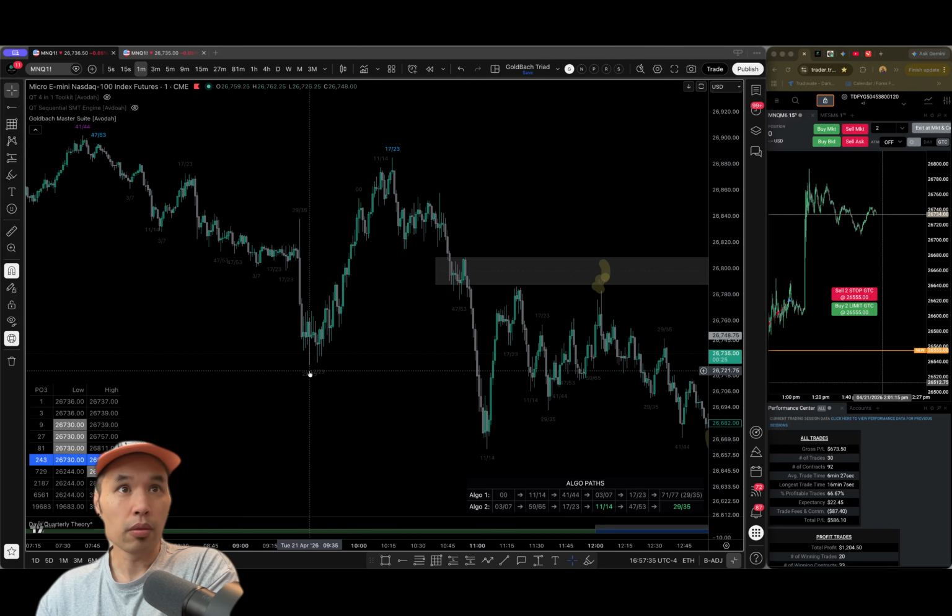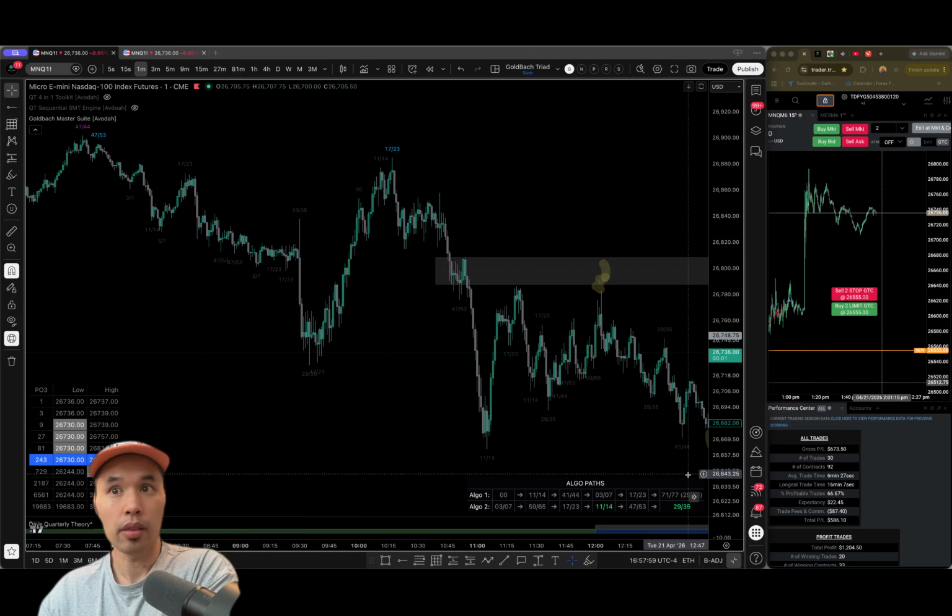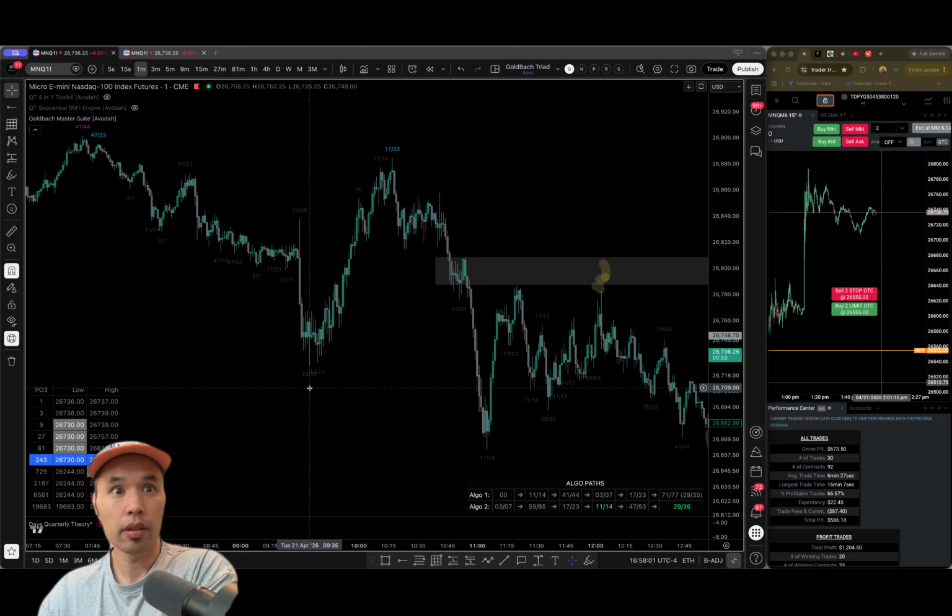So this low right here was 9:36, right? So this candle could be a 35 node. It made a swing high of a 17, 23. So you could look at that as potentially a reverse algo 1. We started down here, or we ended, and maybe this path ended down here at 21, 35, right there.